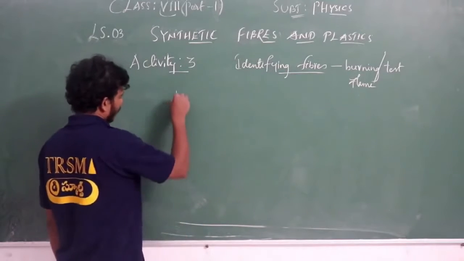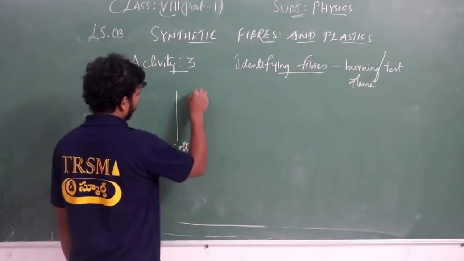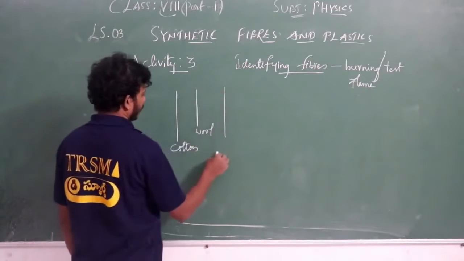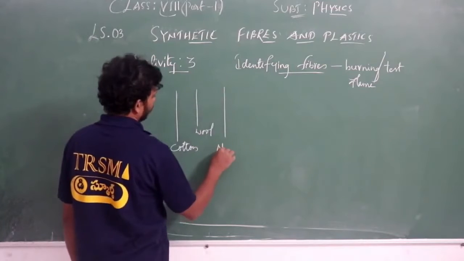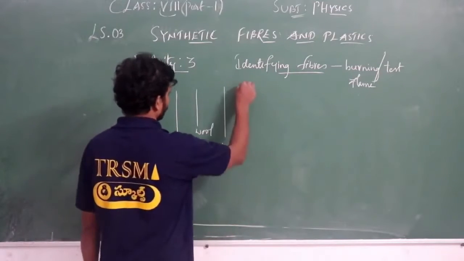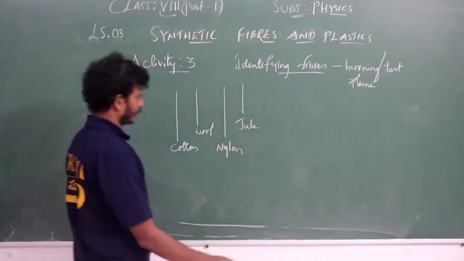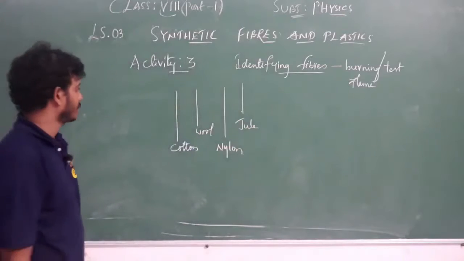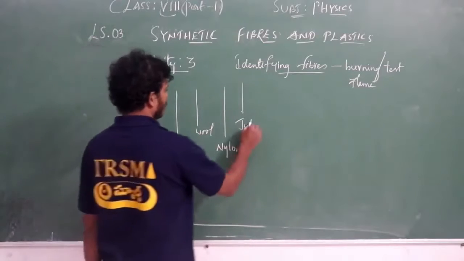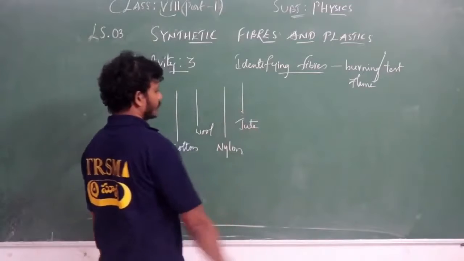Now, I'm having different fibers with me. This is one fiber, this is cotton. I had another that is wool, another fiber that is nylon, and another one that is jute. These are the different types of fibers that I had. One is cotton, next one is wool, next one is nylon, and the other one is jute.